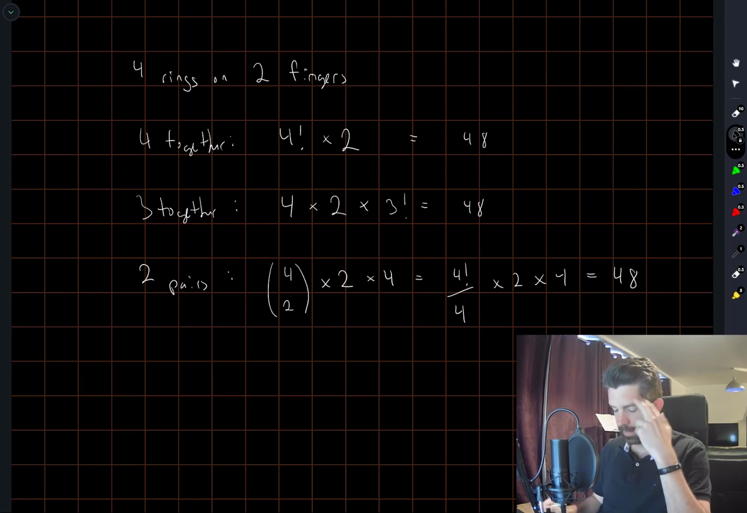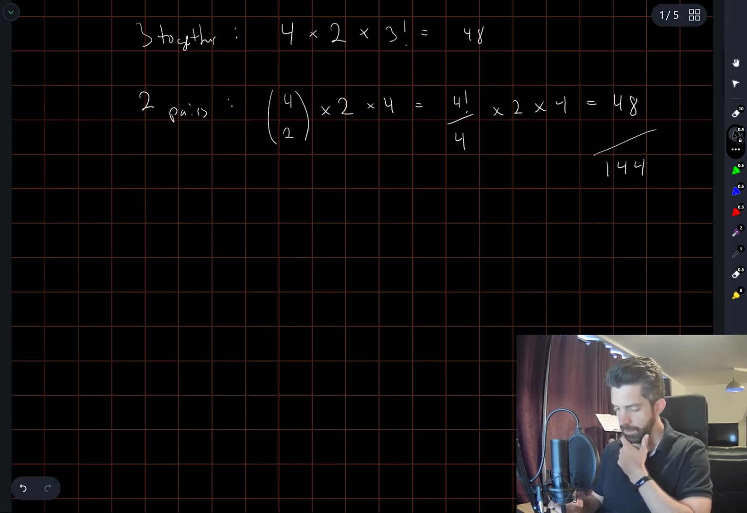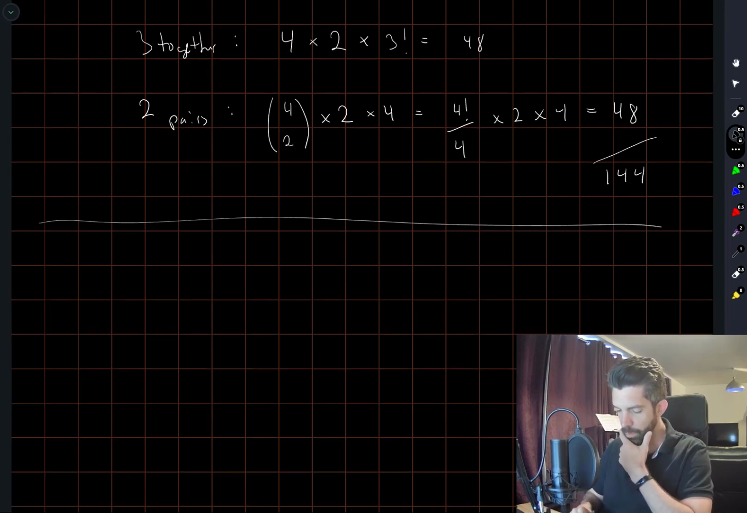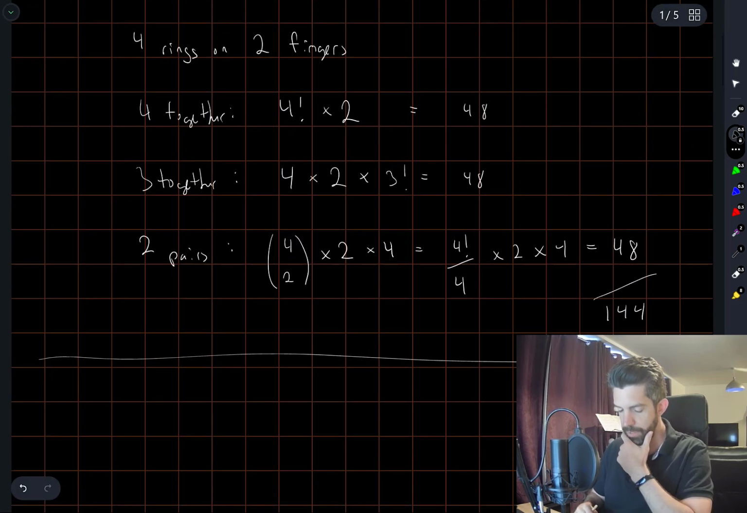Wild. Okay, what the heck is going on here? So the total here, 48 times 3 is what? 144? Yeah. I'm going to do one more case here, which is, should I do 4 rings on 3 fingers or 5 rings on 2 fingers?